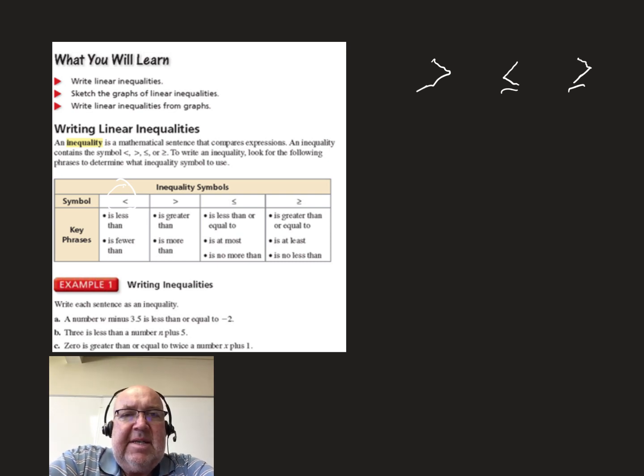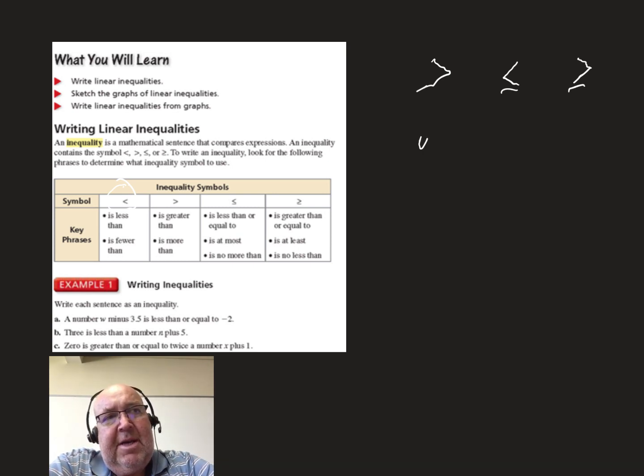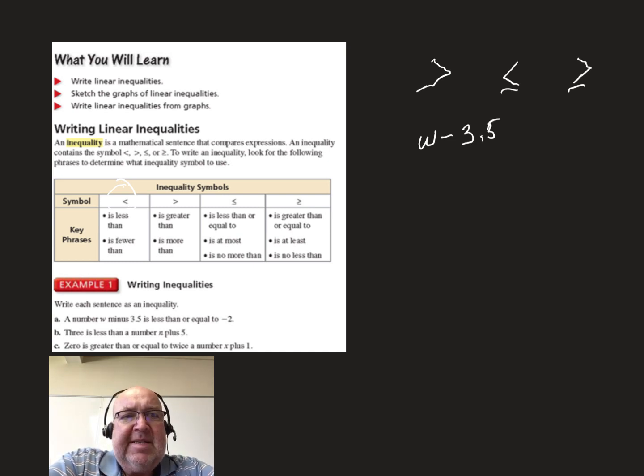So let's look at a sentence or inequality we're going to write. A number w minus 3.5. So we're going to get w minus 3.5 is less than or equal to, so less than or equal to, we're going to have our inequality going this way, -2.